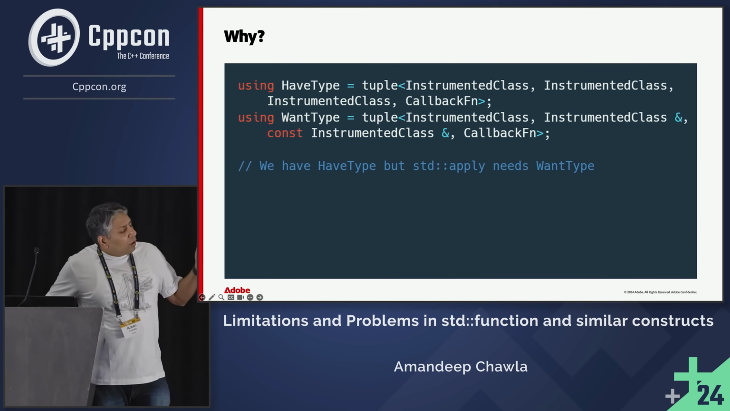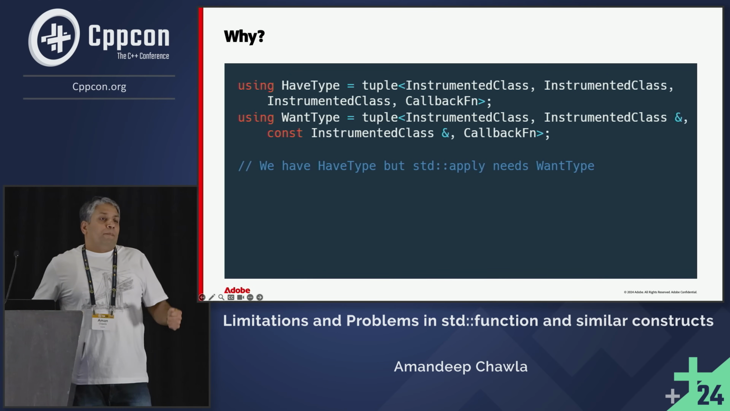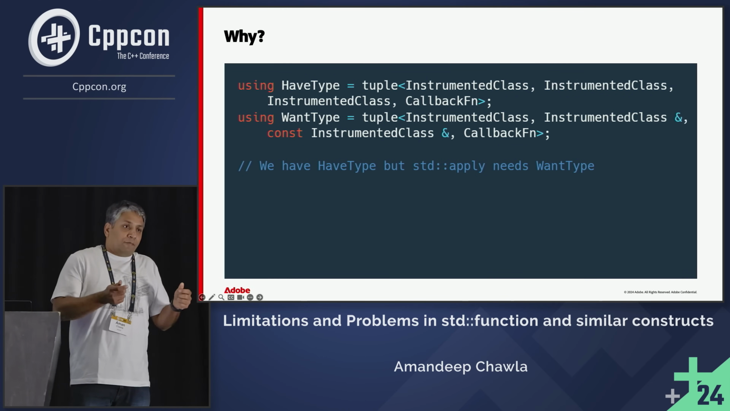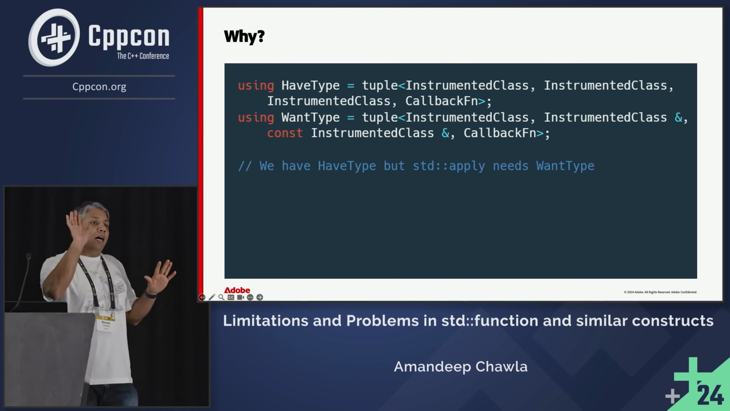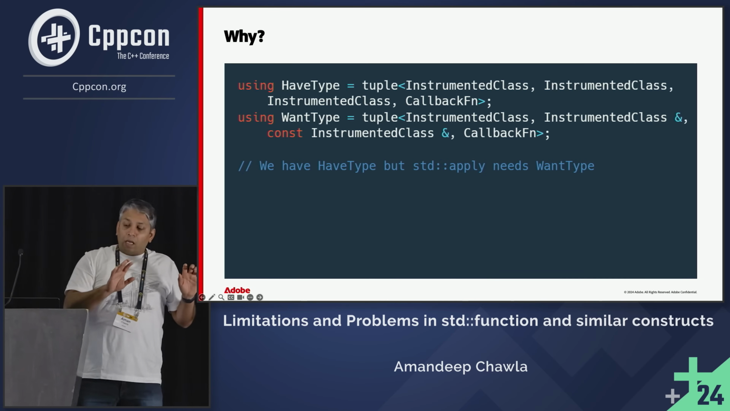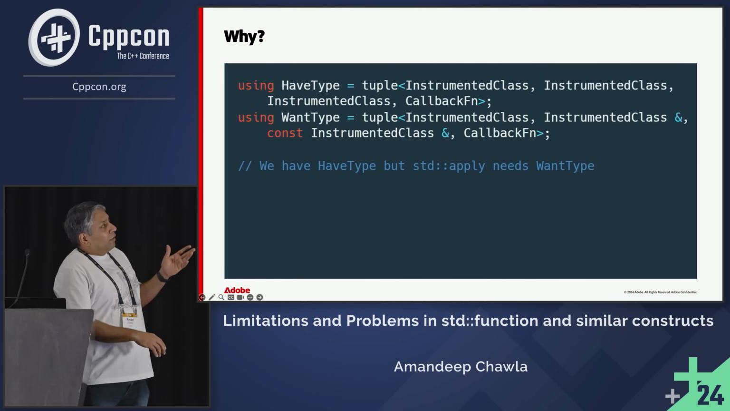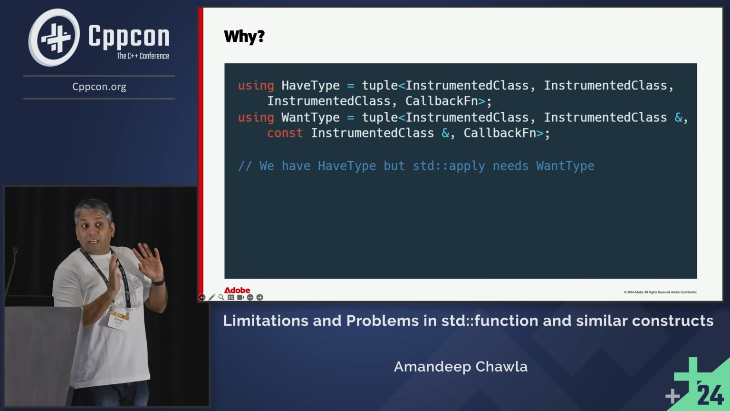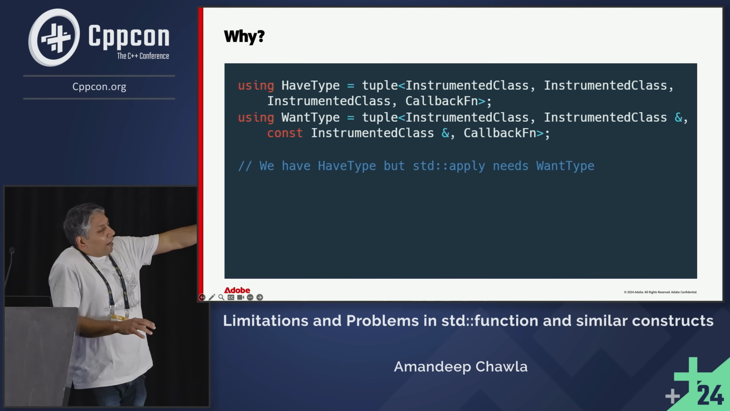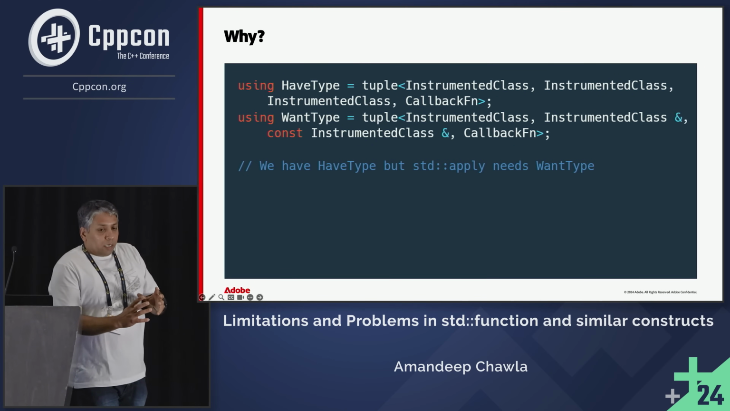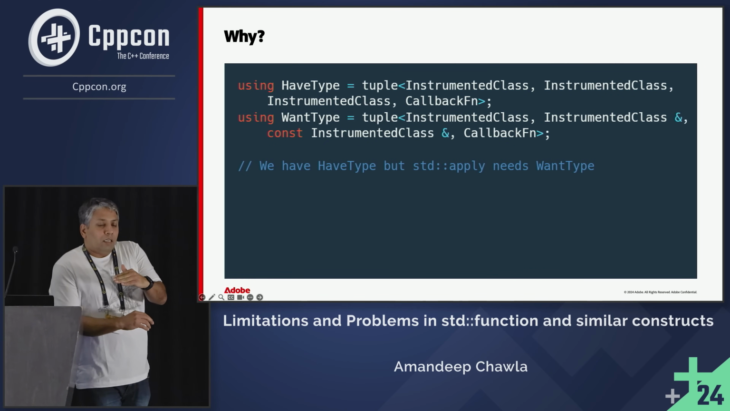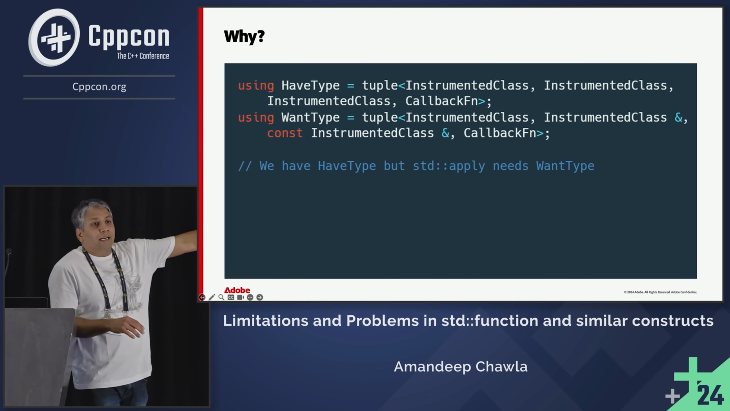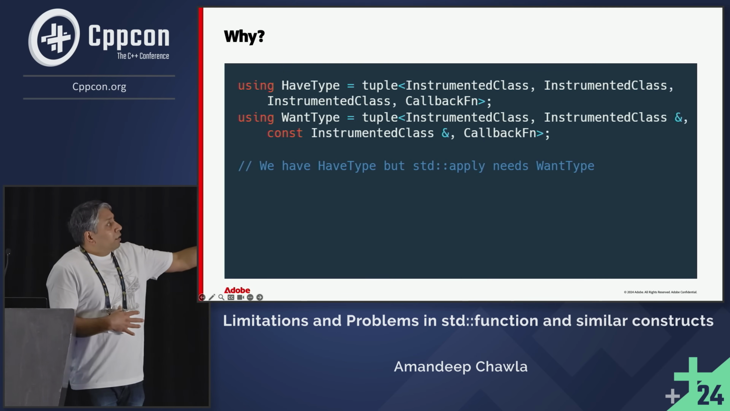But why are we not able to call std::apply when a function has a reference? As I told you, we can't bind an rvalue reference to an lvalue reference. And if you see what type I have for my tuple in that holder, what was the type? I told you I'm doing decay on everything, so the types I have in my holder, all the 3 instances are by value. So they are instrument class, instrument class, instrument class, followed by a callback function. So everything is by value. That is the type I have in my holder. But what does the function need?